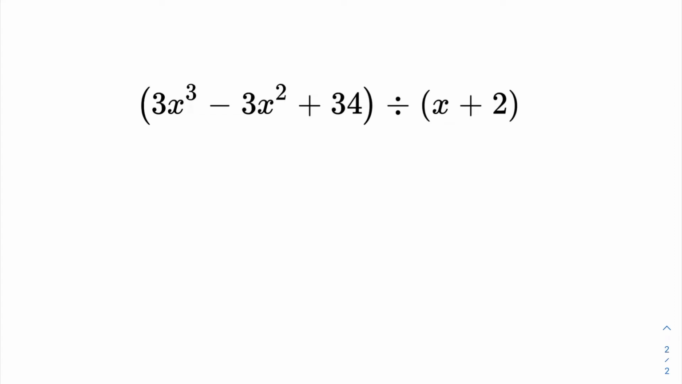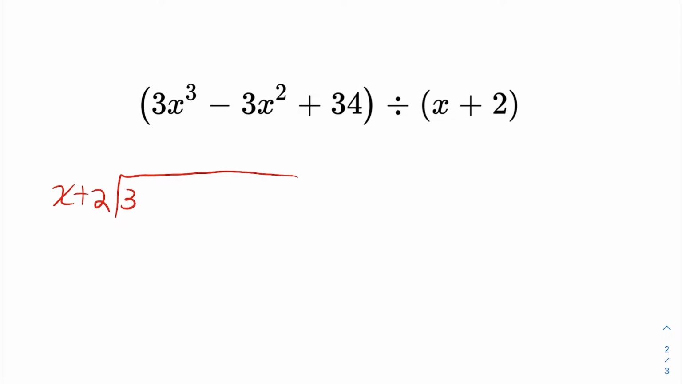Divide 3x cubed minus 3x squared plus 34 by x plus 2. So let's do this by long division. I'll put the divisor x plus 2 in front of the bracket, and the dividend I'll put inside, but I have to put in a 0 for the coefficient of any missing term.